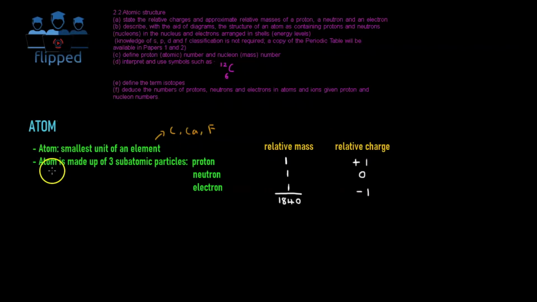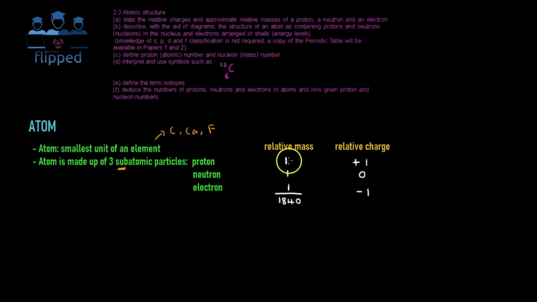Atoms can be further divided into three subatomic particles. Sub means to be part of, right? So subatomic means part of atomic. Whatever atoms can be broken down into these three things: proton, neutron, and electron. And these are their relative mass and charges.